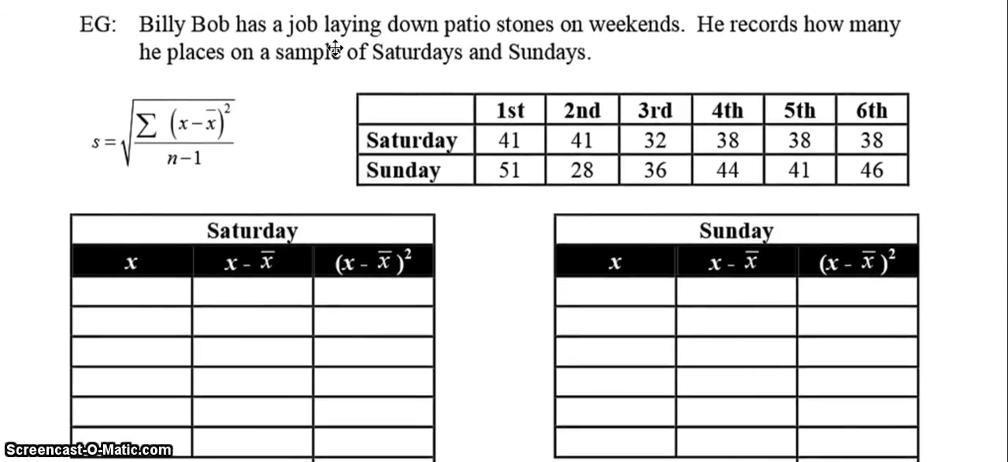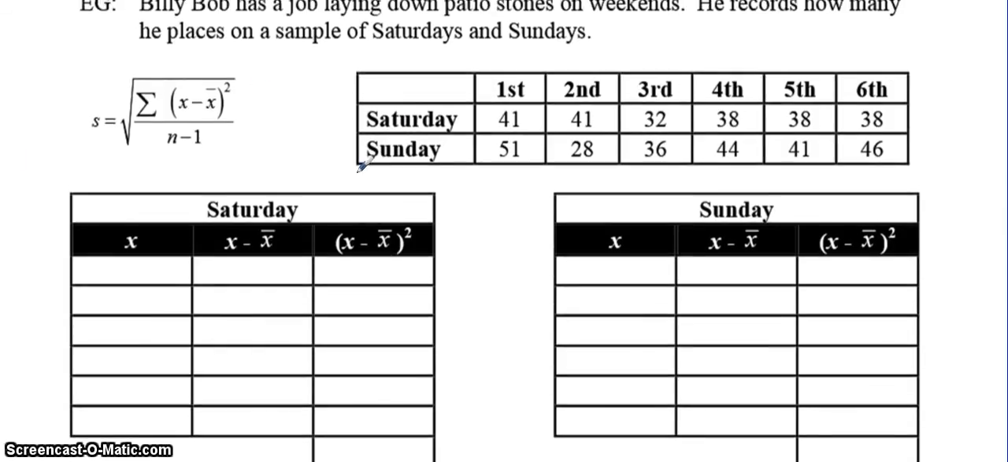So Billy Bob has a job laying down patio stones on weekends. He records how many he places on a sample of Saturdays and Sundays. So what we're going to do is write this out for Saturday. We're going to write down all the data. So 41, 41, 32, 38, 38, and 38. So those are all your X values.